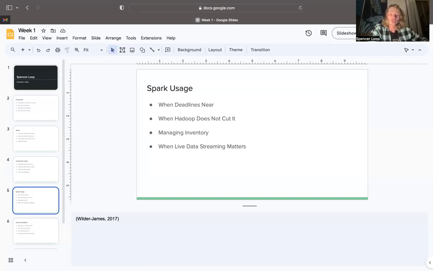And then, of course, live data streaming, that's Spark's calling card, right? It's going to be really good when it has to be live data input from a live stream, or data analytics from sports, or a number of really different things, but live data is definitely that.